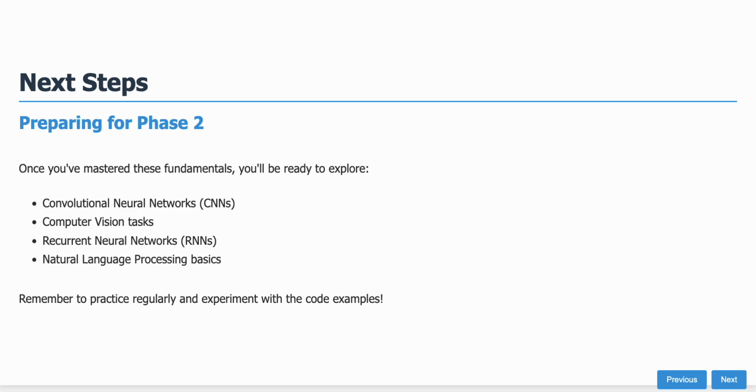So congratulations on completing the first phase of the deep learning journey. By now, you should have a solid understanding of PyTorch, automatic differentiation, building neural networks with the nn module, the complete training process, and the techniques to improve generalization. So with these fundamentals in place, you're ready to explore more specialized architectures and tasks in phase 2.